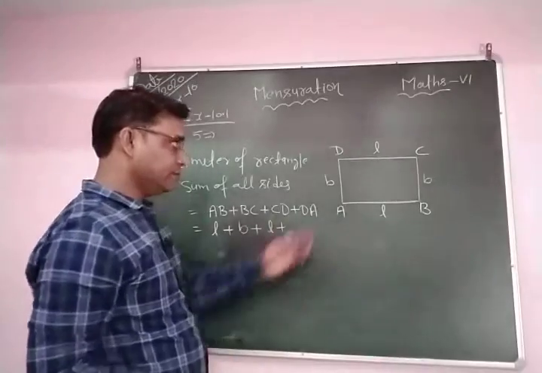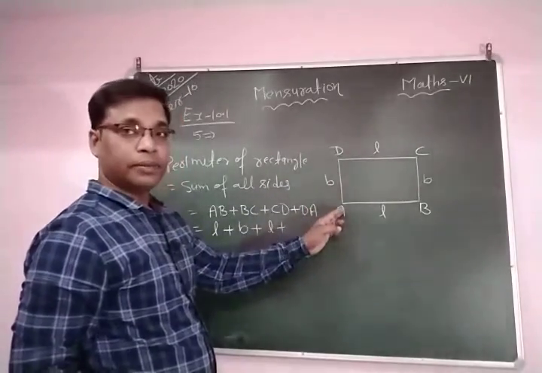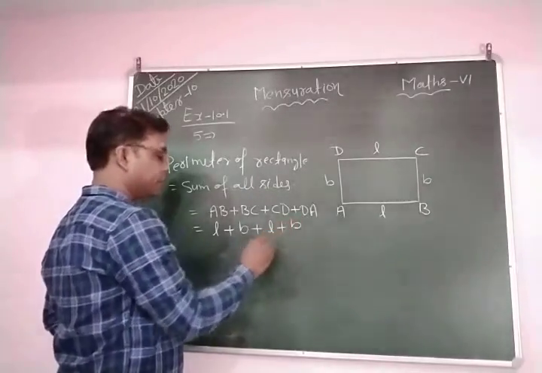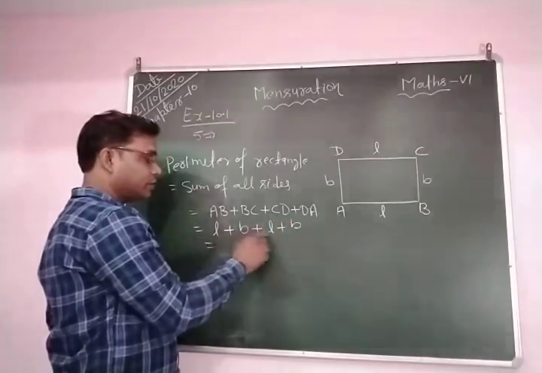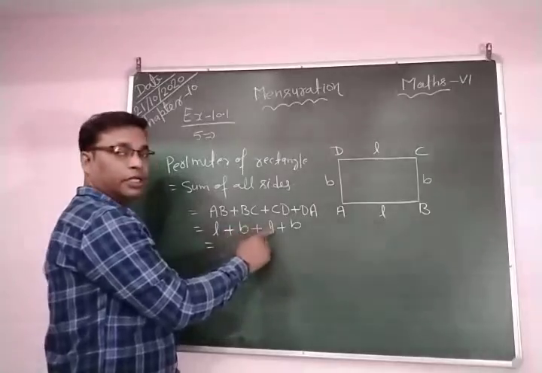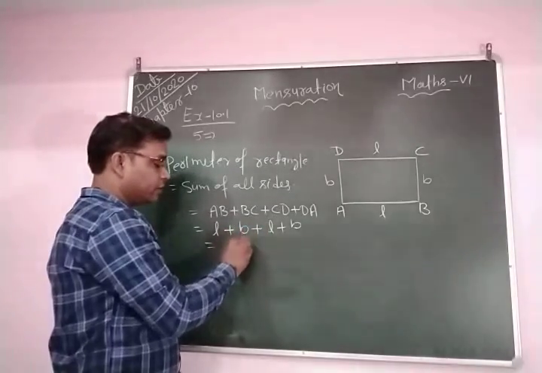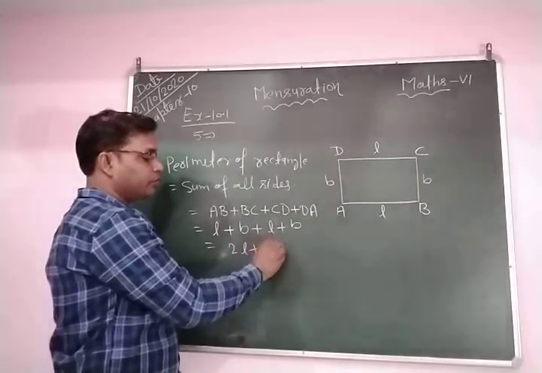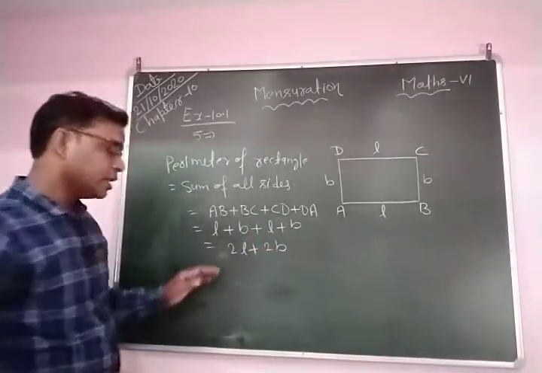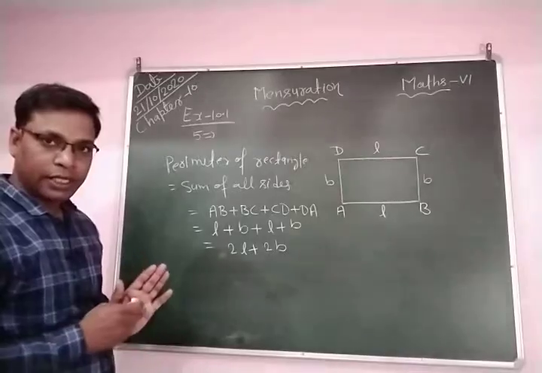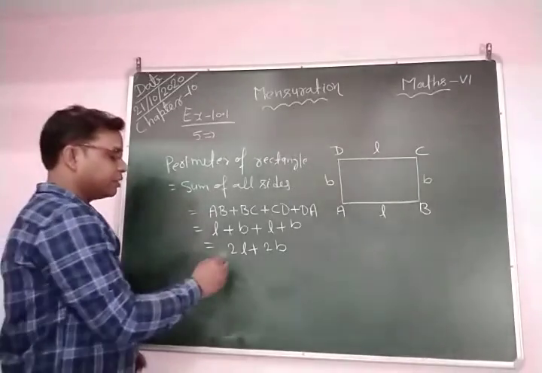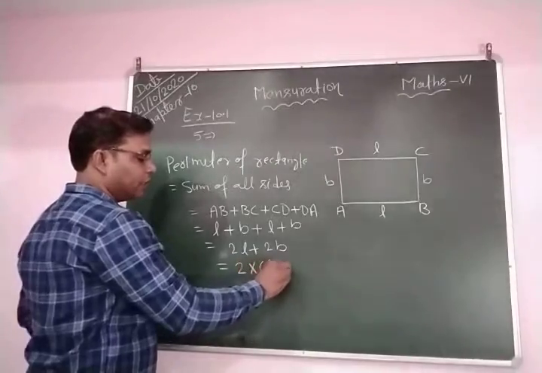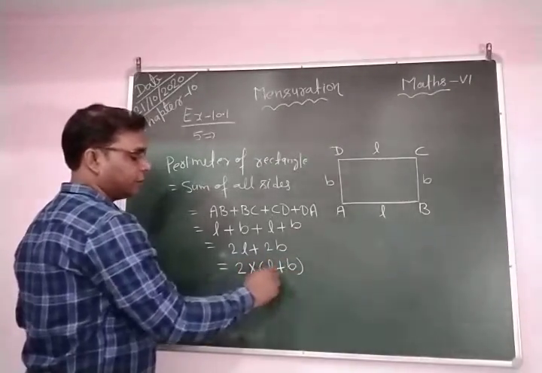Similarly, DA is breadth, and in place of DA we can write B. So you can see L plus L is 2L, and B plus B is 2B. Clear? If you take 2 common from the length and breadth, then you obtain 2 into (L plus B).